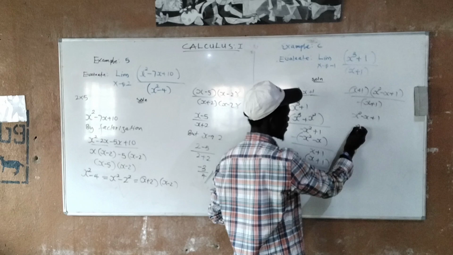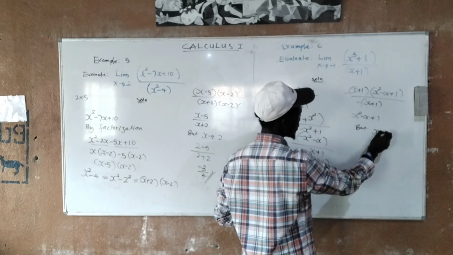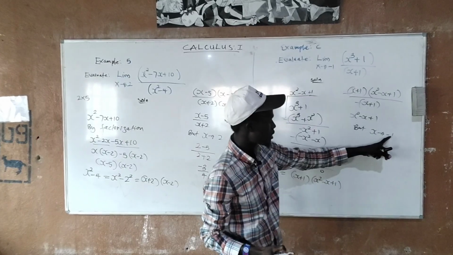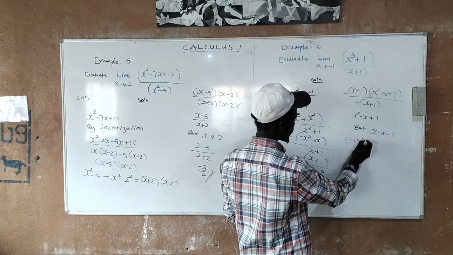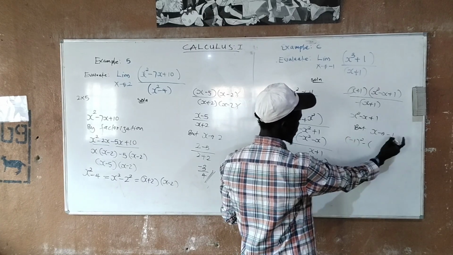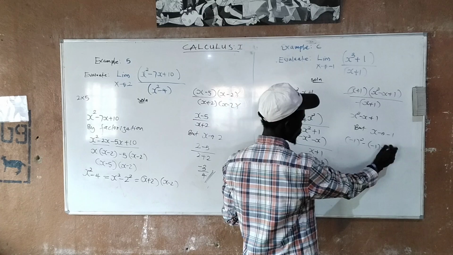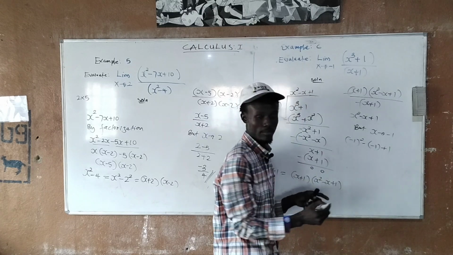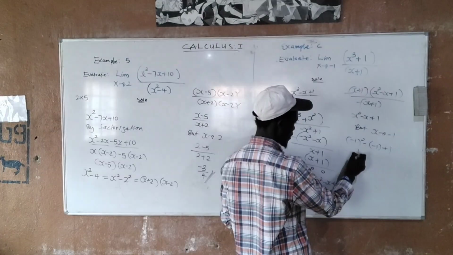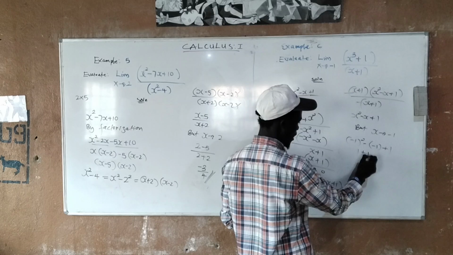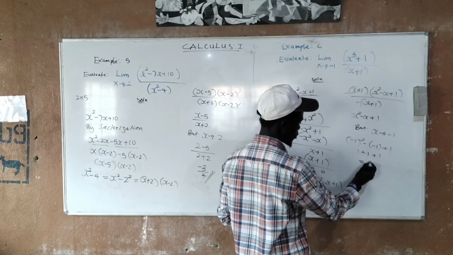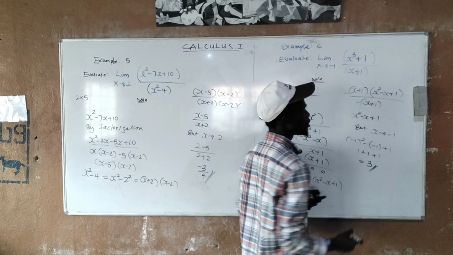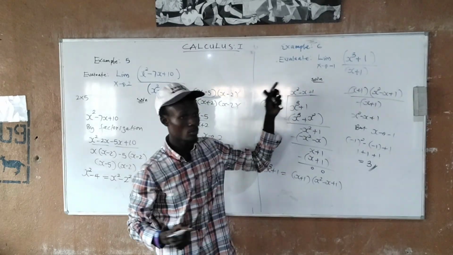But remember, x tends to negative 1. So we substitute now. This is negative 1 raised to the power 2, minus x, which is minus negative 1, plus 1. Negative 1 squared, just like negative 1 times negative 1, is 1. Minus negative is plus, so plus 1, plus 1. Then 1 plus 1 plus 1, automatically your answer becomes 3. So this is the answer that we have for example 6.